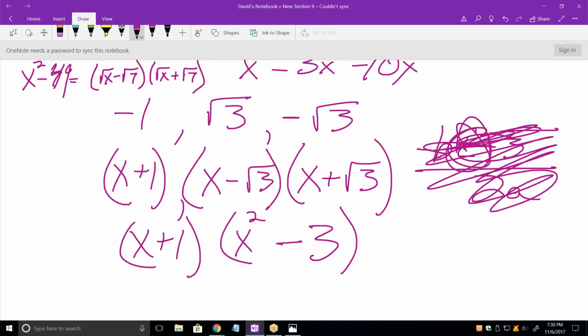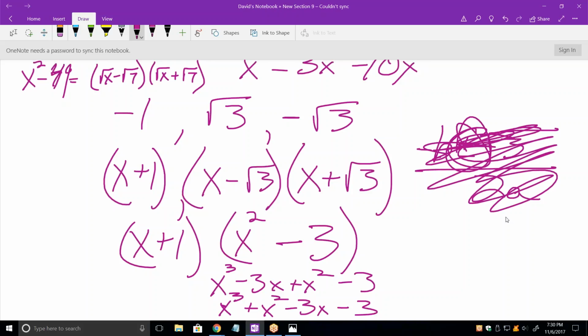Now multiply that binomial by that one. So you get x cubed minus 3x plus x squared minus 3. The only thing you maybe need to do is put it in order, according to the degree of the term. All right.